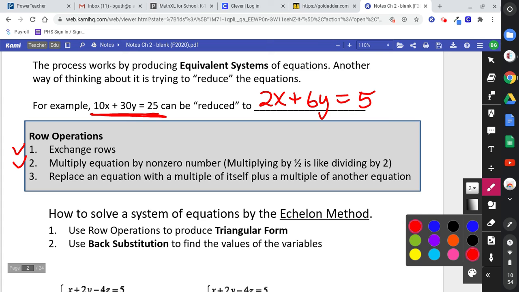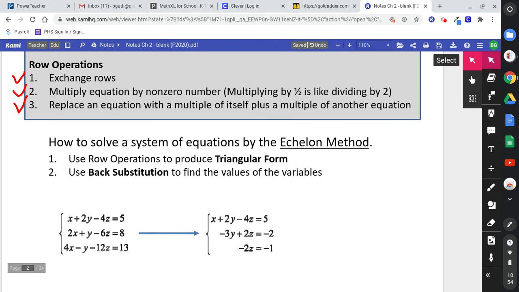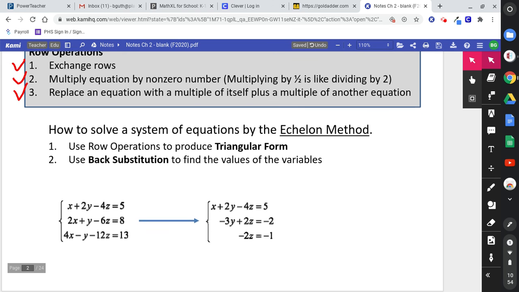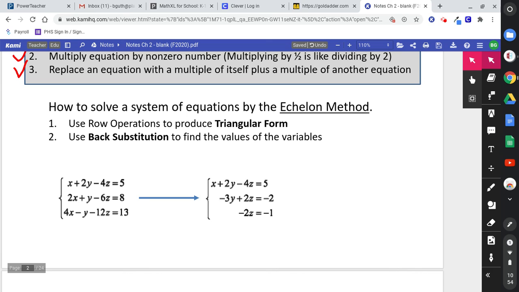Number 3 is the hard one. Replace an equation with a multiple of itself plus a multiple of another equation. All right, that's pretty tough. Okay, and that's the one that you're going to get stuck on a little bit if you're not paying attention. How to solve a system of equations by the Echelon method. Use row operations, so those 3 rules right there, to produce triangular form, and then use back substitution to find the values. Okay, so triangular form.